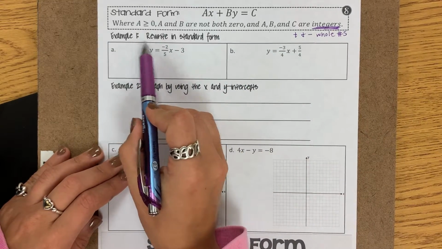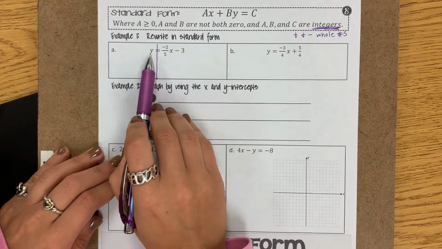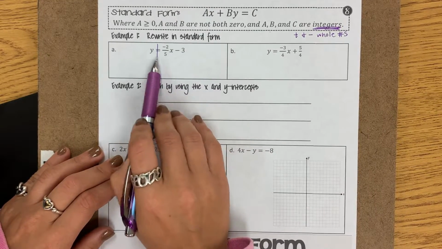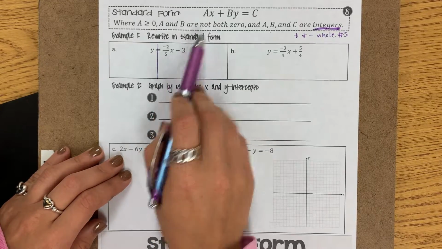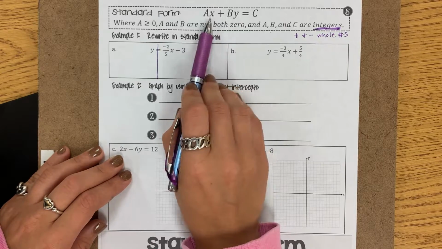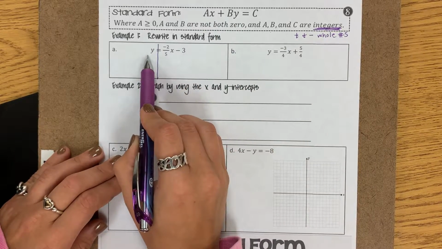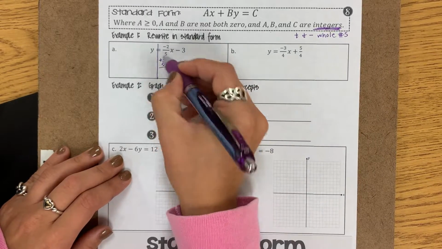So right here, example 1, it says rewrite in standard form. This should look familiar. Right now it's in slope-intercept, y equals mx plus b. So to go from y equals mx plus b to standard form, we have 2 steps. Our first step is to get the x over on the same side as the y. So we're going to take this negative 2/5 x and move it to the other side. We do that by adding 2/5 x to both sides.